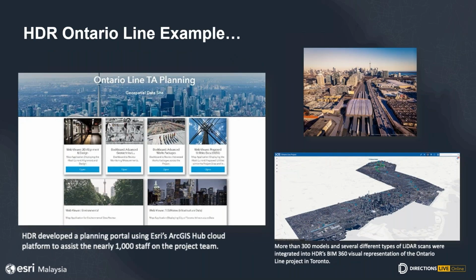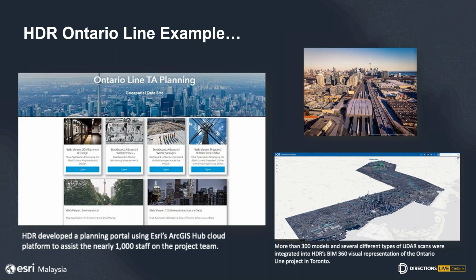Let's take a look at the HDR Ontario Line project as an example. HDR developed a planning portal, using the Esri ArcGIS Hub Cloud platform, to support nearly 1,000 members on the project team. By leveraging Esri tools for field mobility, used for real-time monitoring and relative mapping, the project significantly improved situational awareness and project tracking.